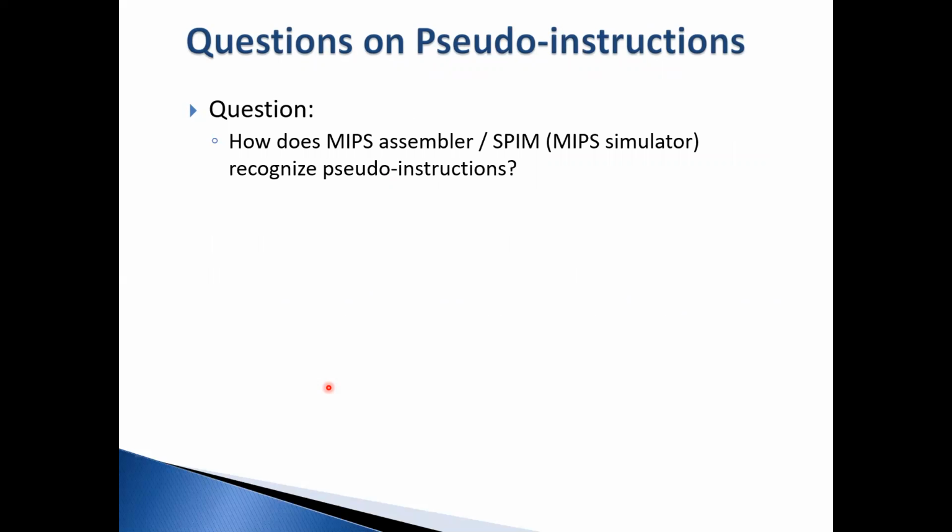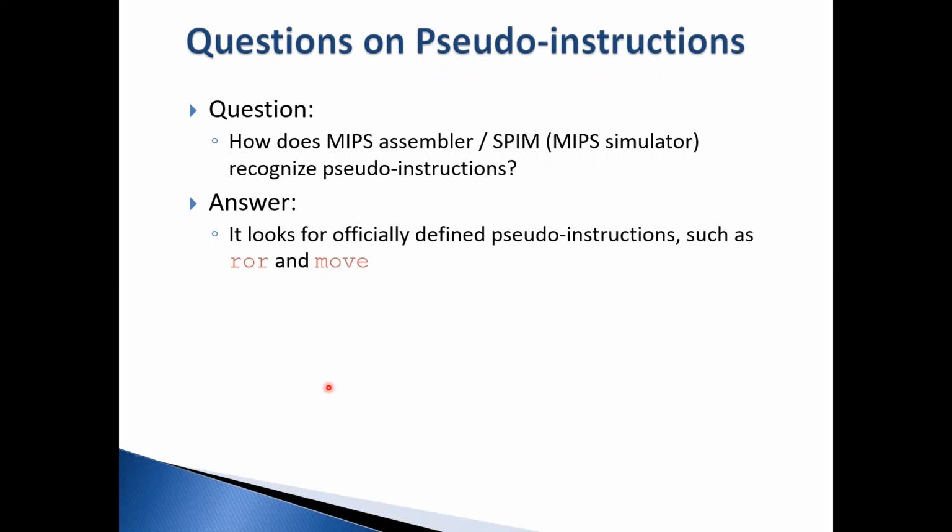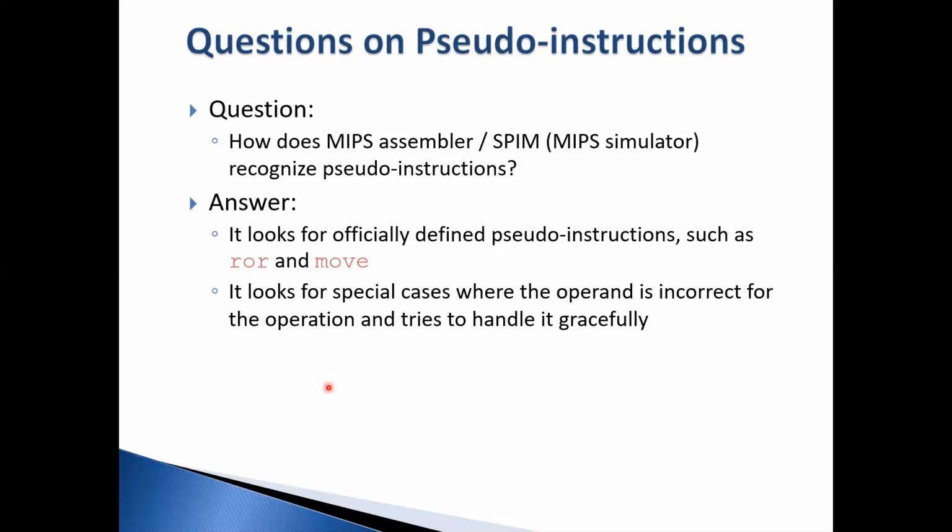So again, how does the assembler or the simulator recognize pseudo instructions? Usually they have a list of predefined instructions that they can follow, and sometimes it will detect whether you use a wrong operand. And if the operand does not match the operator, it will try to see whether breaking it up will work. Otherwise, it will just give you an error.